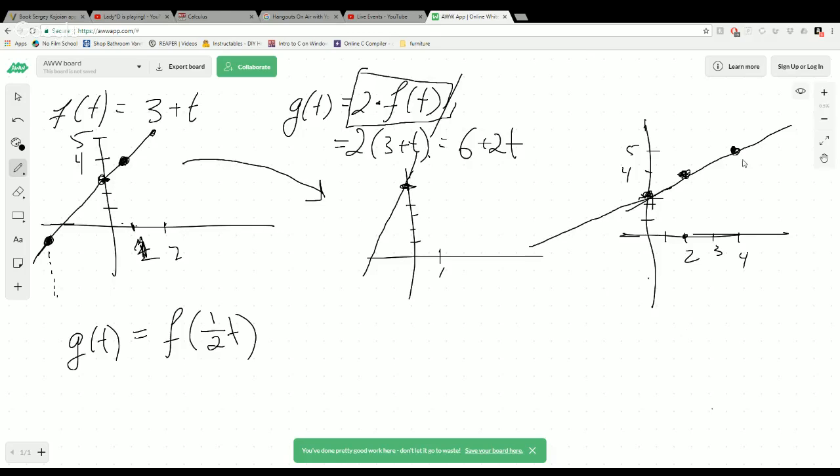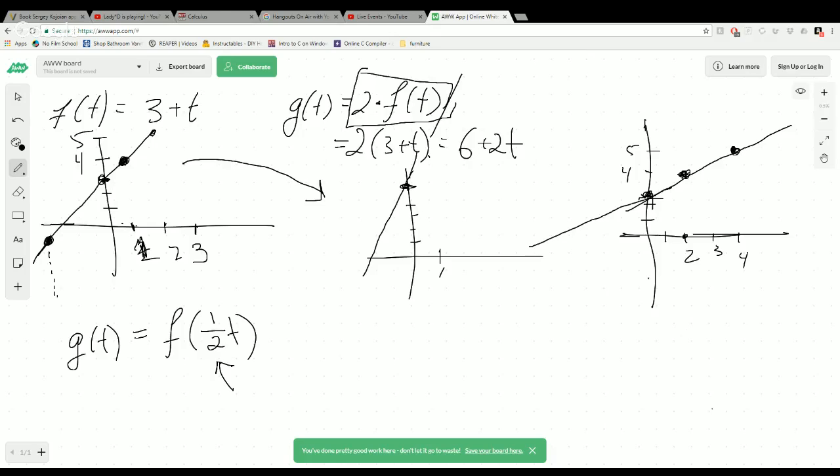And if you try more examples, you see that whereas before you have to plug in 3 to get a 6, now you're going to have to plug in double the 3, which is 6, right? So you're stretching your function by a factor of 2, the reciprocal of whatever this is.